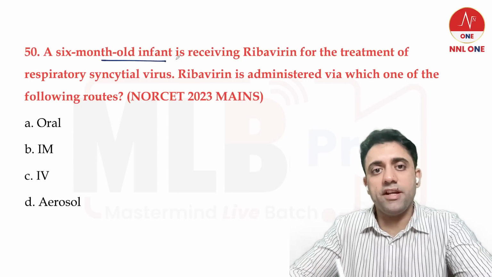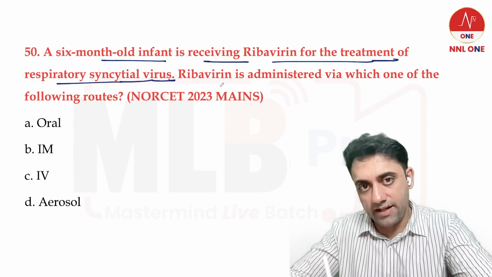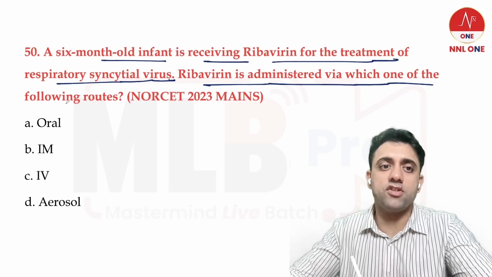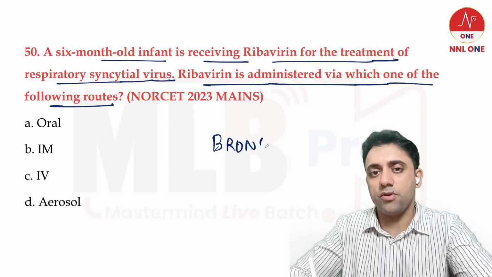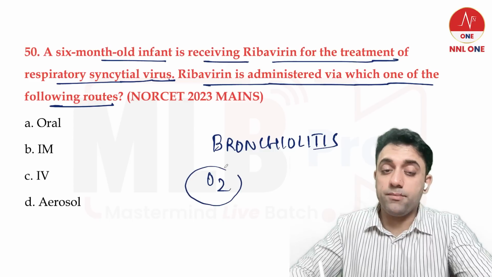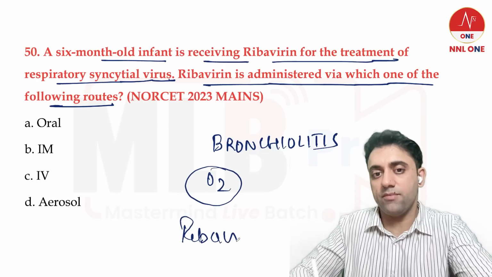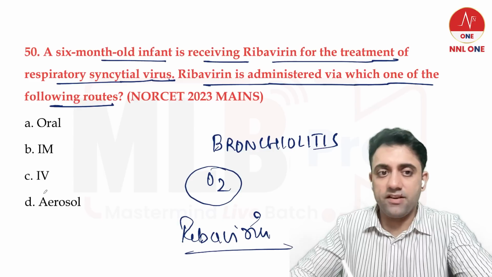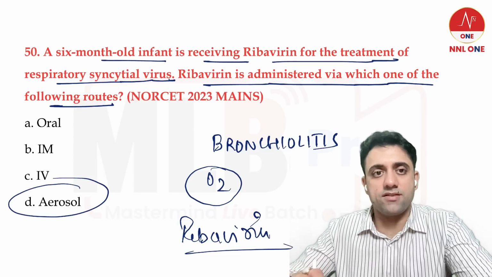A 6-month-old infant is receiving ribavirin for the treatment of respiratory syncytial virus. Ribavirin is given via which of the following routes? Basically, number one, this is a case of bronchiolitis. The treatment for bronchiolitis is just oxygen. If the patient is immunocompromised with bronchiolitis, then we can give ribavirin, and it is given as a nebulization. It's a very recent NORCET question.